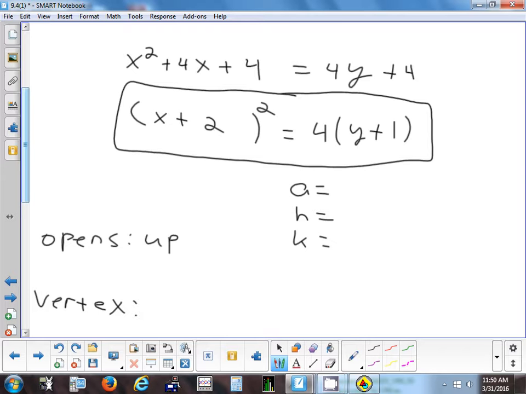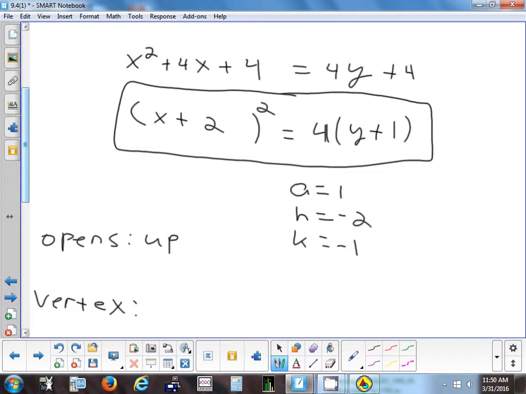Okay. What's a in this case? 1. a is 1. Yep. If this was like an 8, I would write it as 4 times 2. Okay, but it's just 4 times 1. Okay. What is h? Yes, it's x minus negative 2. Okay. h always goes with x, and it's the number after the minus sign. And what's k? -1. Yeah, k is always with the y, and it's what's after the minus sign.